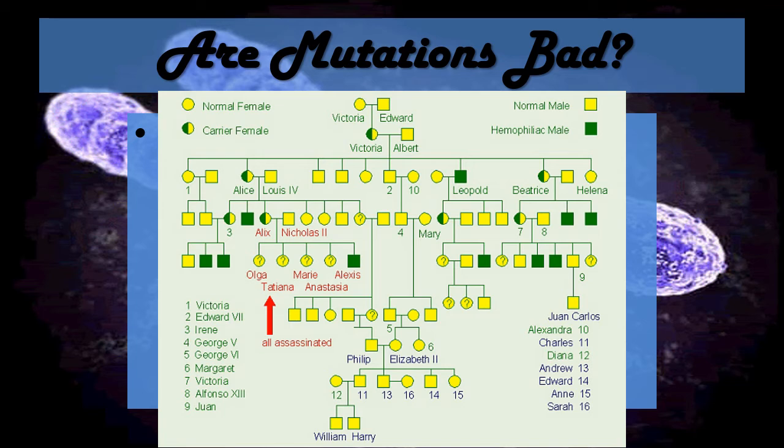The reason we look at these pedigree charts is from way back when we look at royalty, and people would always want to know how they're related or how they are royal, so they always kept long lineages of family trees.